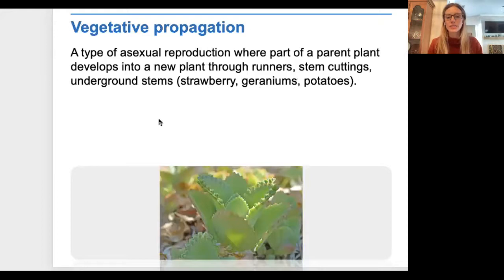Third example is vegetative propagation. This is where the parent plant develops a new plant through a runner or a stem, or underground stems, or it can be above ground stems where you've cut off.